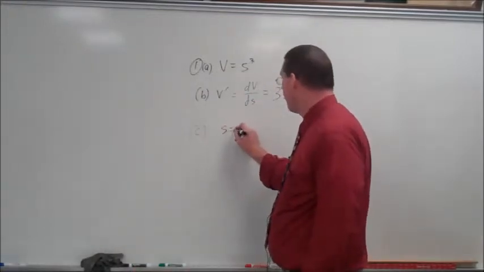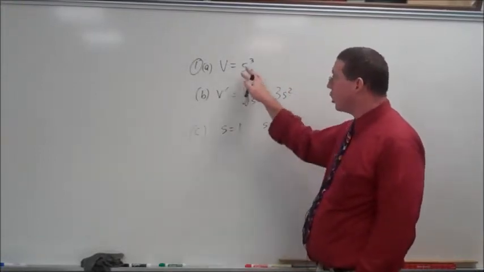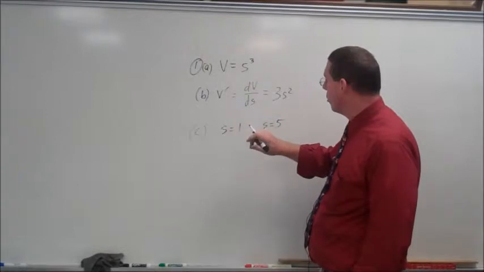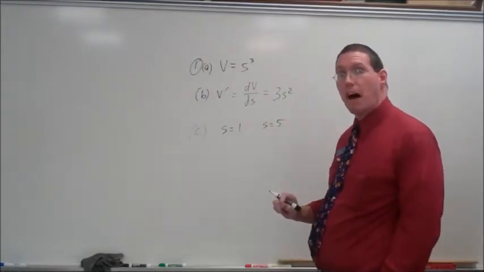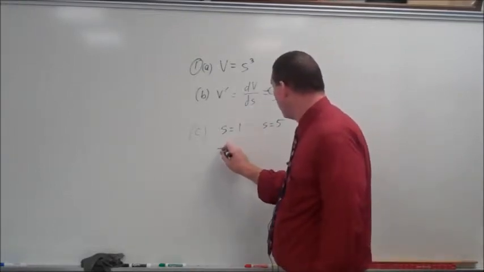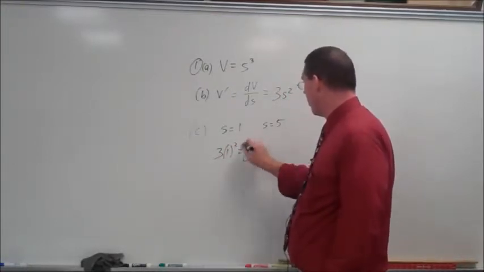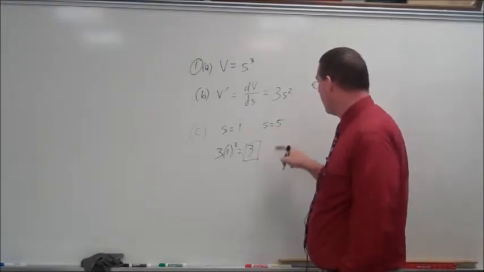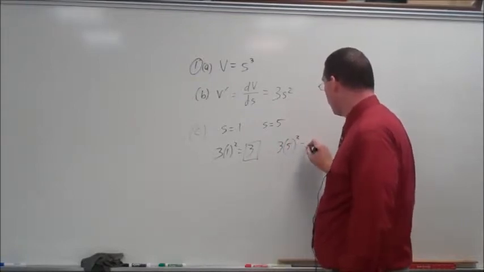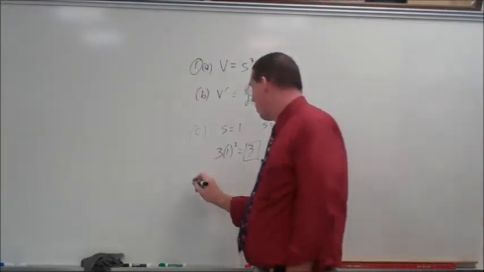All right, part C says evaluate the rate of change of volume at side equals 1 and side equals 5. So what they want us to do is basically identify the rate of change when the edge of the cube has a length of 1, and then the rate of change of the volume of the cube when the edge has a length of 5. Well, all we have to do is plug those numbers into the derivative. So we'll plug 1 into 3s squared. So 3 times 1 squared equals 3. All right, that's easy. And then if we plug 5 in, we'd have 3 times 5 squared. 5 squared is 25 times 3 is 75. There we go.